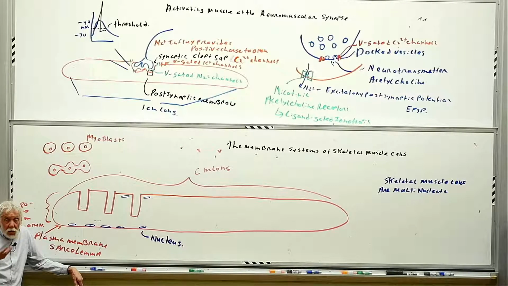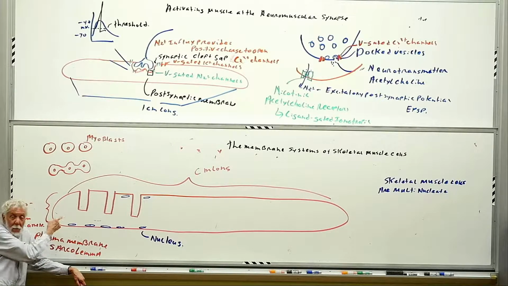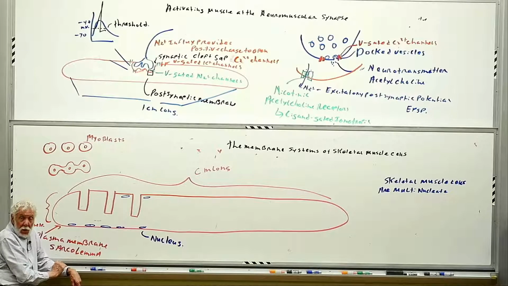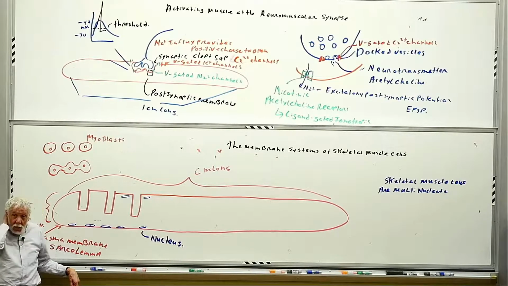And it makes a certain amount of sense because these nuclei are the genetic material, and the genetic material is going to have to be making proteins for this enormous cell. So we need multiple nuclei to keep up with the protein synthesis requirements of this gigantic cell.